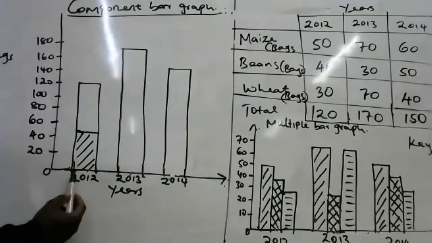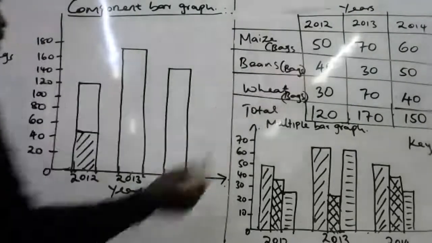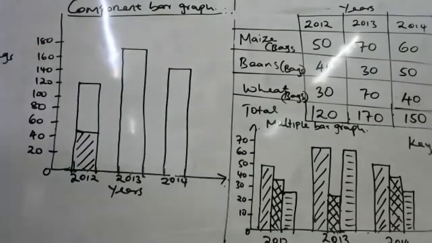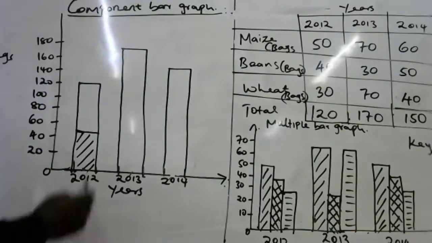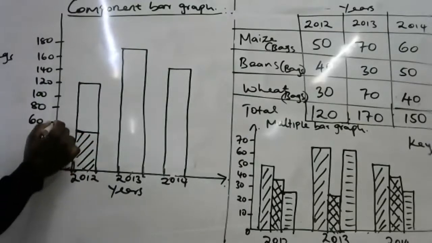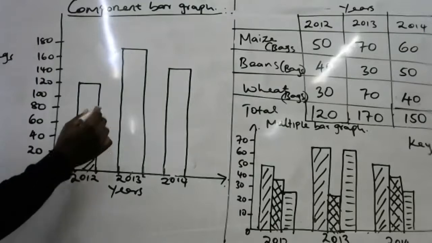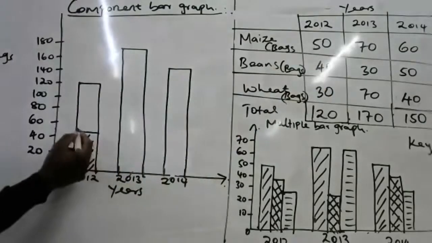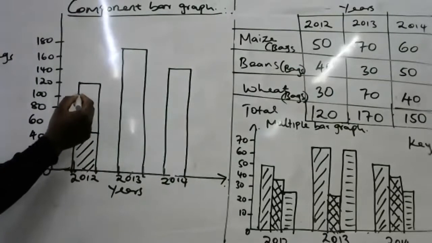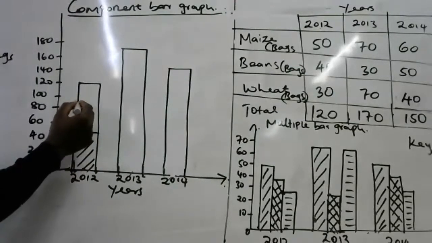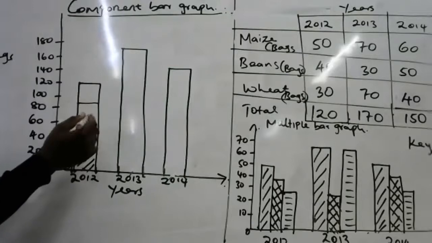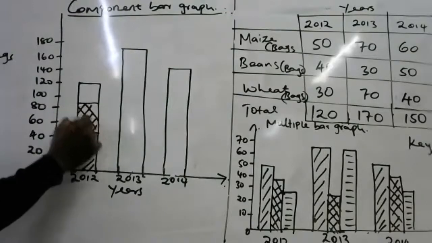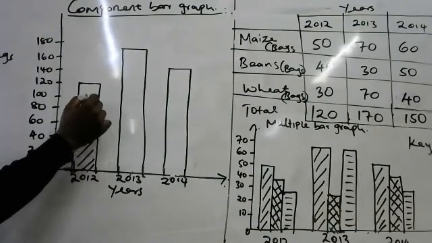50, you just measure, the first one is 50. Then the beans were 40 bags. So if we have from 0 up to 50, then 50 plus 40, you'll find that we are going to go all the way to 90, where we have 90 between 80 and 100. That is for beans. I hope you can be able to comprehend that.